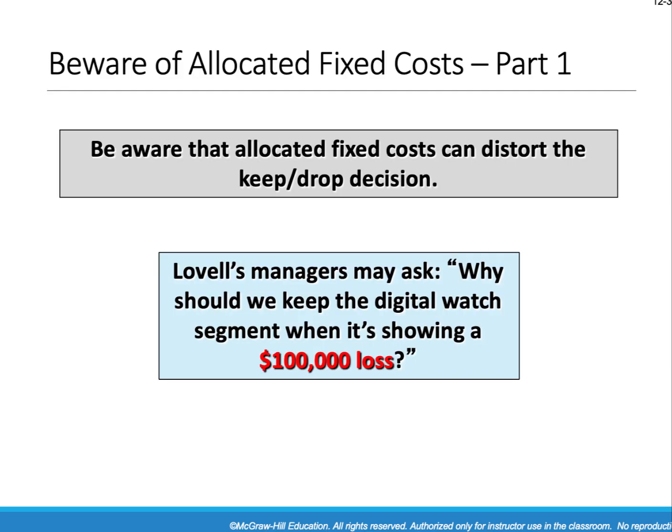Now there's one thing we have to worry about when we're looking at fixed costs. Allocated fixed costs can distort the keep or drop decision. Let's say, for example, that Lorville's manager asks, why should we keep the digital watch segment when it's showing a $100,000 loss, right?